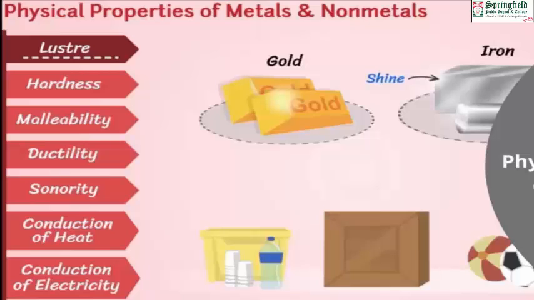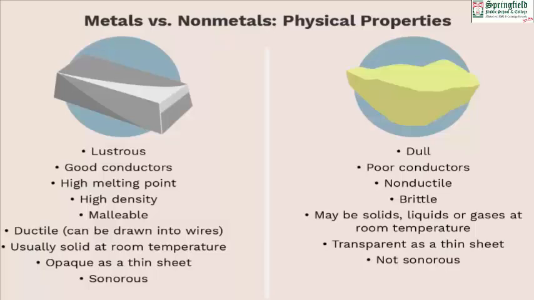Generally, we have two major groups of all the elements, that is metals and non-metals. Metals have their own properties, non-metals have their own properties. That is, metals are hard, heavy, shiny, malleable, and conductors of heat and electricity. Whereas non-metals are light, dull, they melt easily, they are brittle, they are poor conductors of heat and electricity.